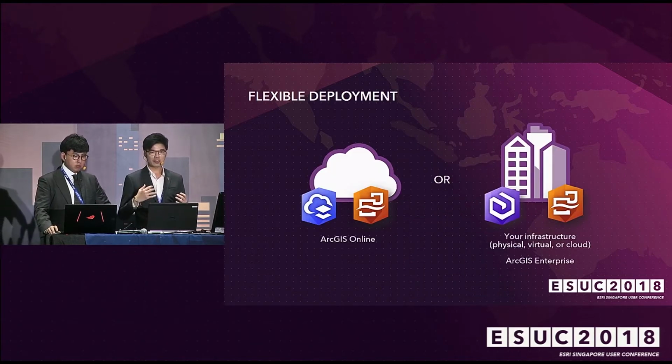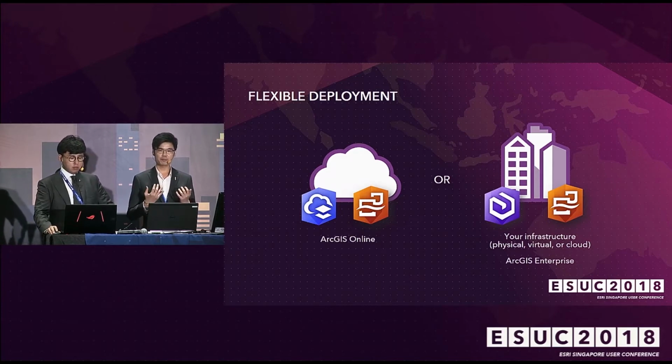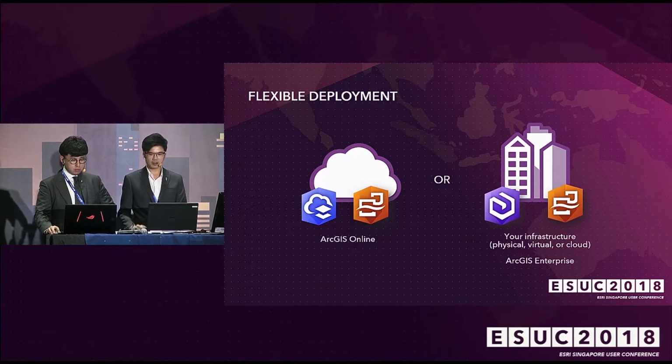And different organizations and users have different preferences. Some of them like it on cloud, some of them like it on-premise. So Esri has heard you, and hence we now support both types of deployment, giving you flexibility: ArcGIS Online for the cloud deployment, and ArcGIS Enterprise for on-premise deployment.